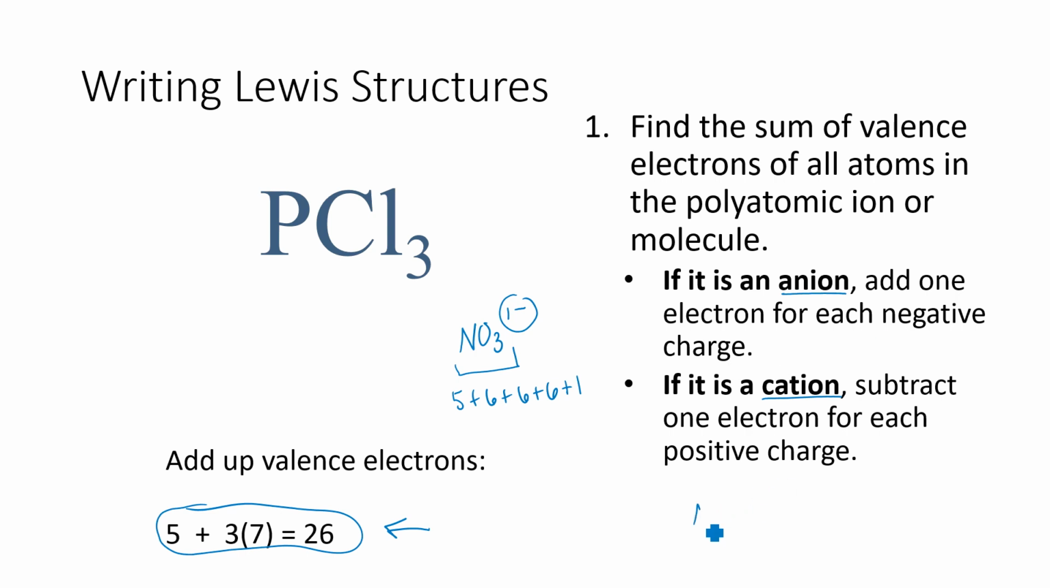If it's a cation, for example, the ammonium ion is a positively charged ion, what you do is you're going to take an electron away for each positive charge. So in this case, I would look at my nitrogen has 5 valence, and I've got 4 hydrogens. So I have 1 electron from each hydrogen. And then I'm going to take away an electron from the total, because it has a positive charge. So step one, add up your valence electrons, commit to it, write that number down somewhere.